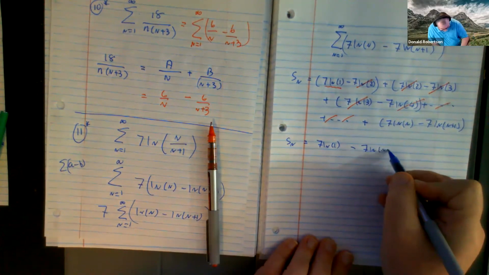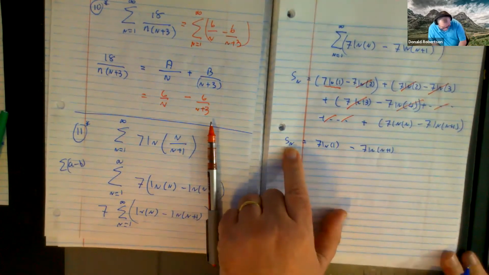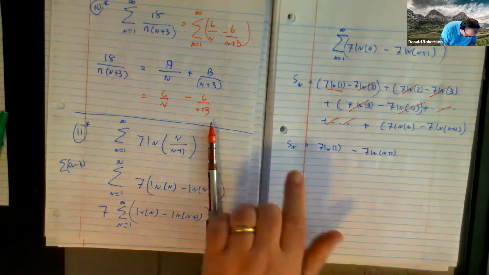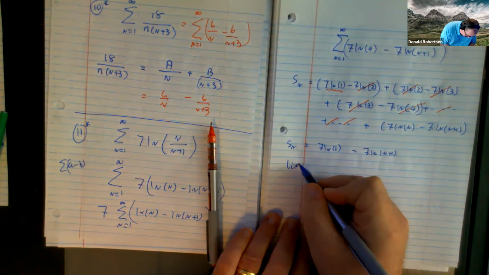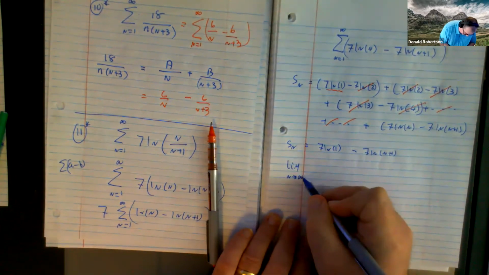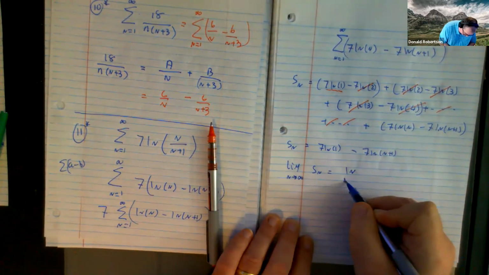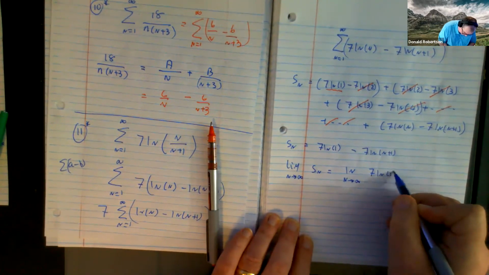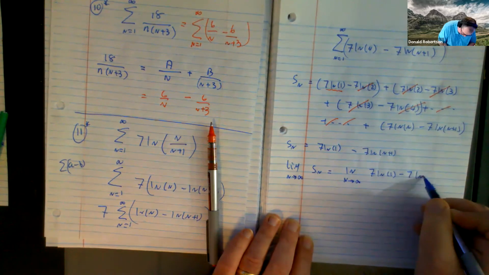Now, can you see that these are the only two terms that would live after you've done the cancelling? Now, what's going to happen as n tends to infinity of this partial sum? Well, it's going to be the natural log of the limit as n tends to infinity of 7 log 1, take away 7 log n+1.